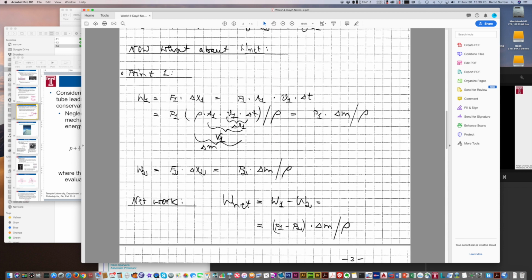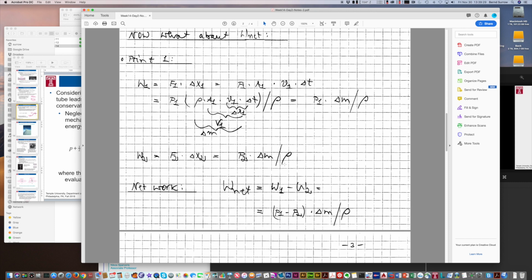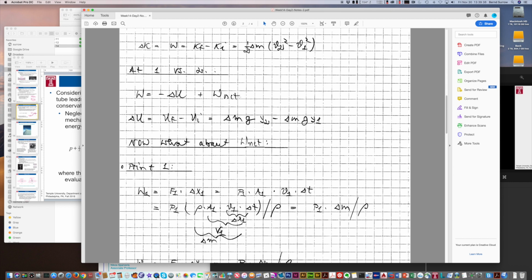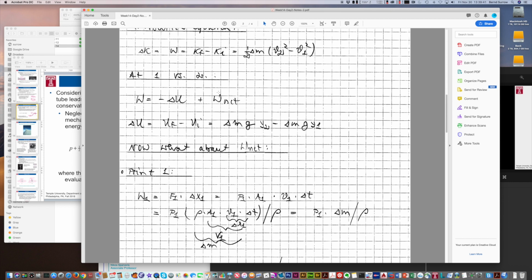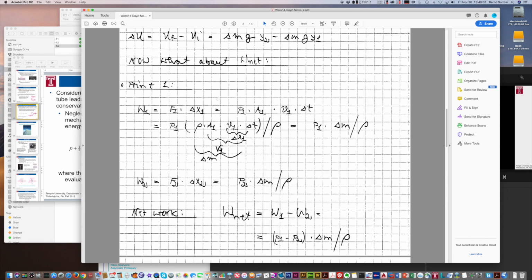You can do exactly the same thing for point 2 here. And then you get P2, the pressure at point 2, times delta M over the density. And the net work performed is therefore the difference, W1 minus W2. So you see here a pressure difference. Let's insert this back into here. And then we invoke the fact that delta K equals a half delta M times v2 squared minus v1 squared. This is the left-hand side. Delta U, the change in potential energy due to the gravitational force, has been written here. And the net work performed due to the pressure difference we just calculated before.